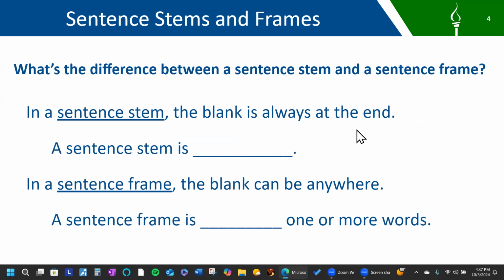What's the difference between a sentence stem and a sentence frame? Well, the sentence stem always has a blank at the end. So you're giving the beginning of the sentence and they finish it. In a sentence frame, the blank can be anywhere. You're just leaving out a word or two within the sentence somewhere. So we use both with our English language learners. Mostly with the beginners, the newcomers, we use the sentence stems at first and then move into the sentence frames.